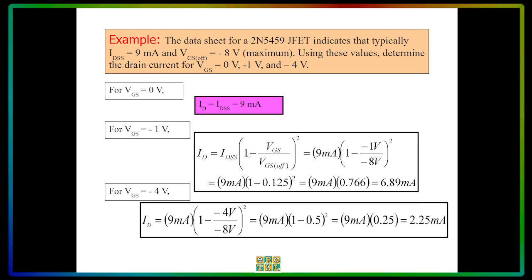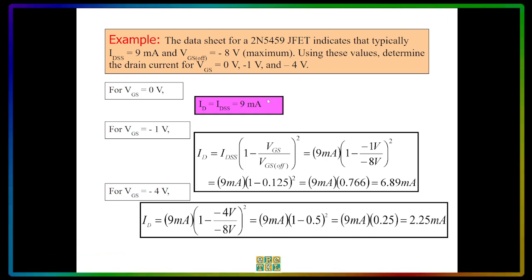IDSS multiplied by 1 minus VGS over VGS(off), raised to the second power. Again, the second power here is raised after we calculate 1 minus this, not after calculating everything. So for VGS equal to minus 4, let's just substitute minus 4 into our formula here. So the answer will be 2.25 milliamperes.